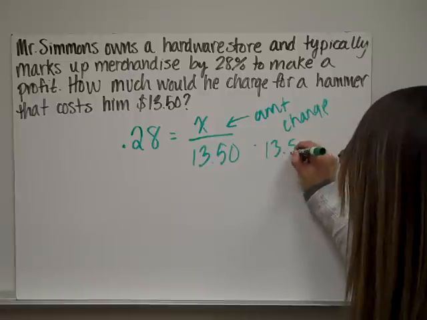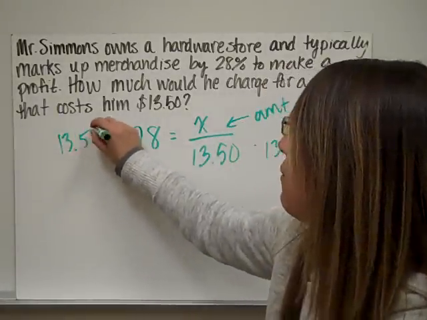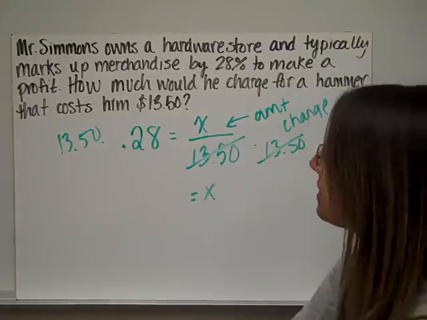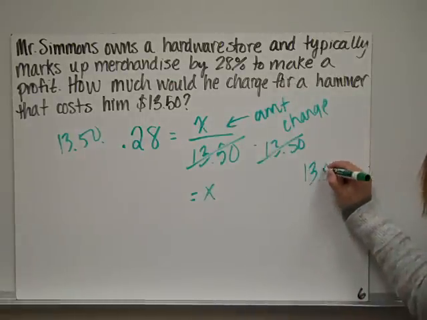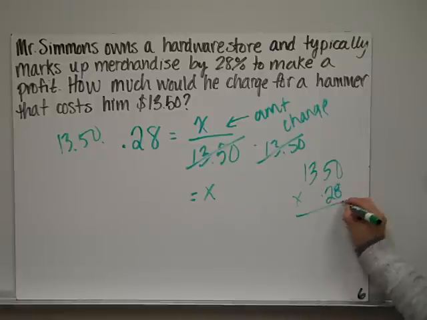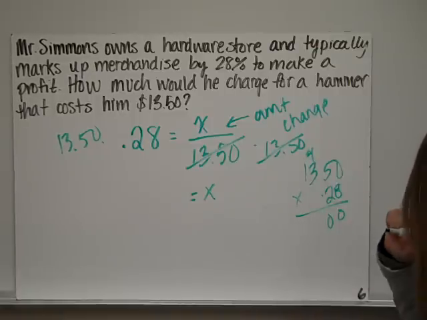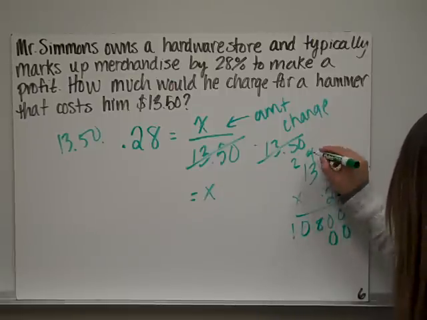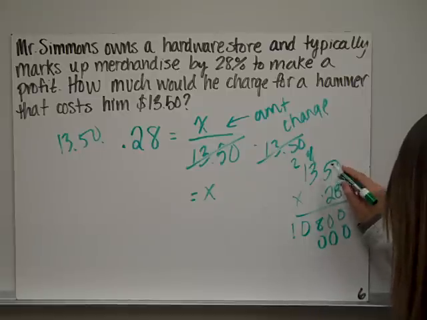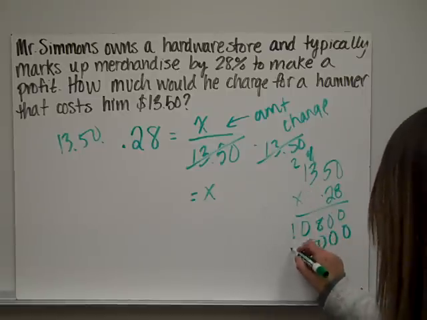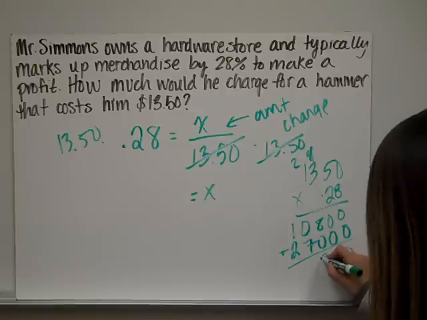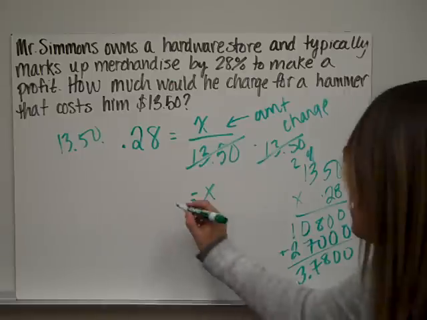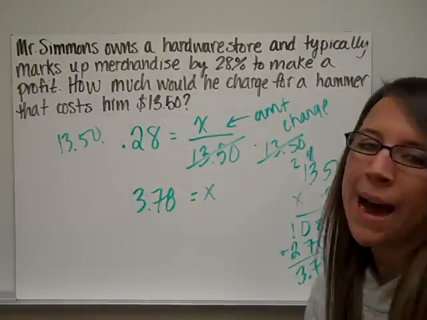So to solve for the amount change, remember that's what that is there. I multiply by 1350, multiply by 1350 here. That's leaving me with 1x, multiplicative identity. Again, 1350 times 28/100. That's 4 decimal places, $3.78. So that is the amount change.